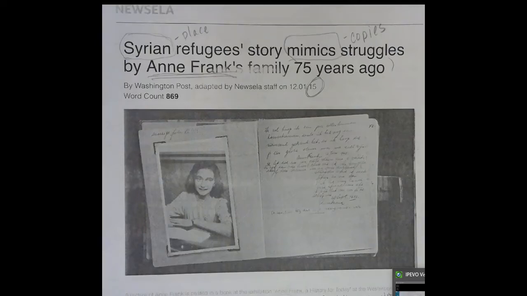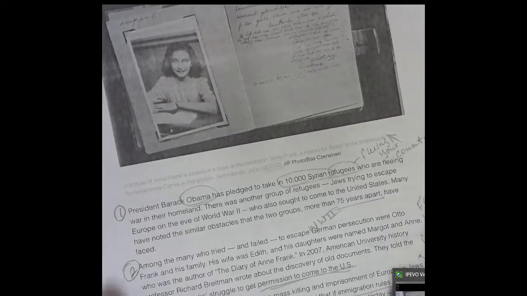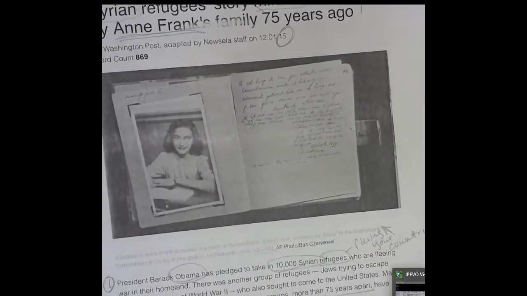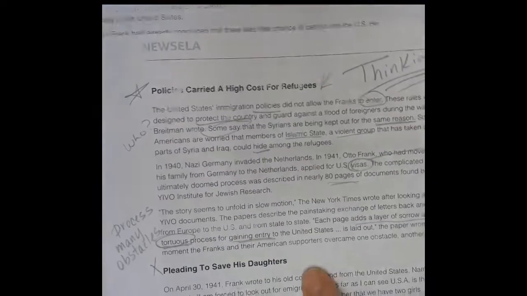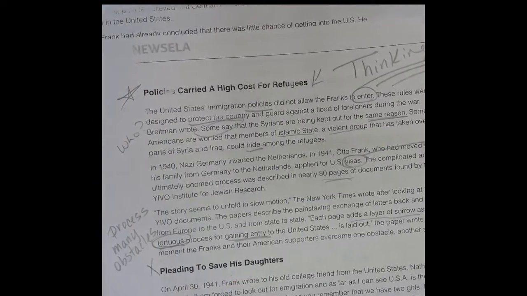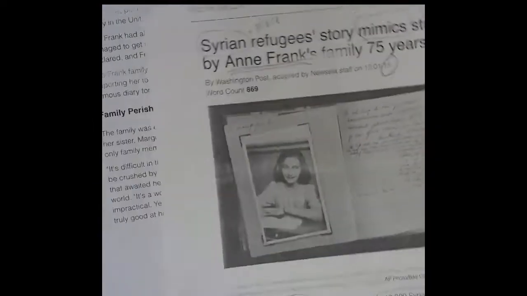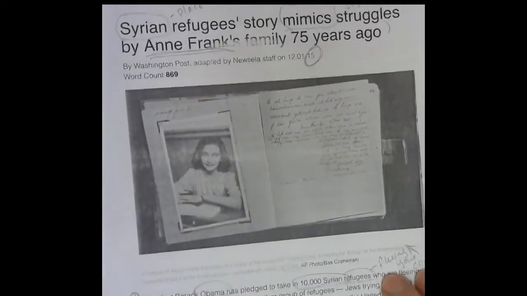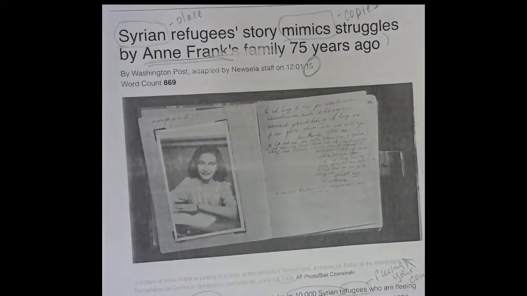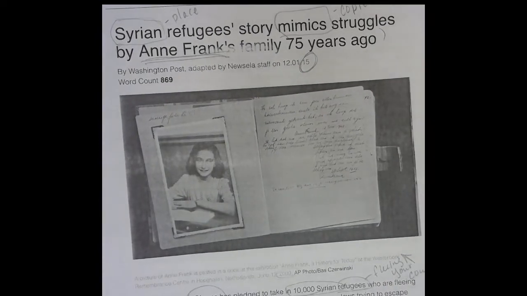So yesterday we annotated this article, and before you start what we're doing today with the questions, I do want you to finish annotating. The video left off with pleading to save his daughter. So if you need to continue that, get that done first. And then the next thing that we're going to do is annotate the questions.